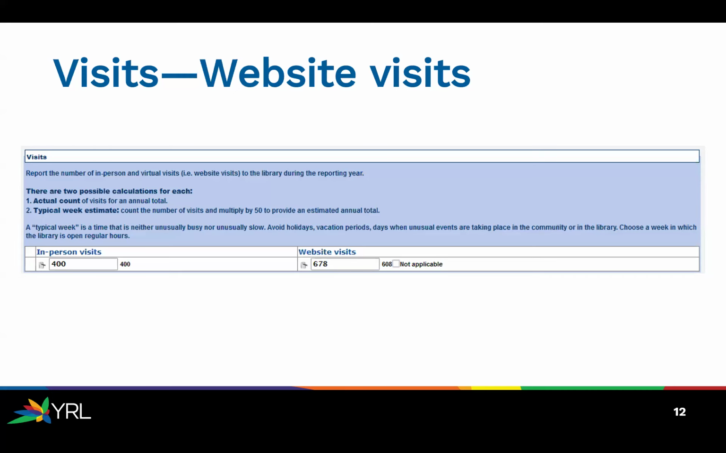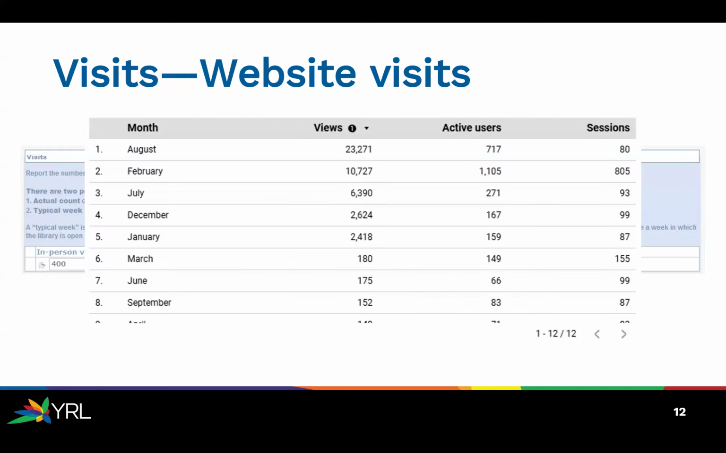For our websites, this is what it looks like. Our website information, again, I'll show you on the annual report intranet page, the link to this, and we'll take a quick look. But what you're looking for here is the sessions column. You want to total up those sessions. That's going to be all of your monthly sessions, and that'll give you a total number of website visits for the year.